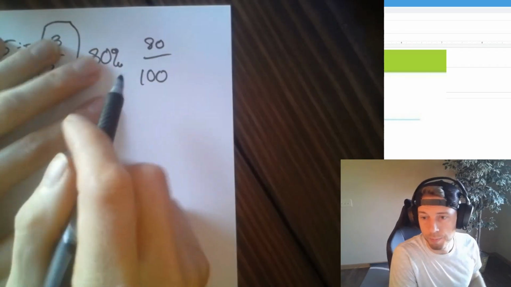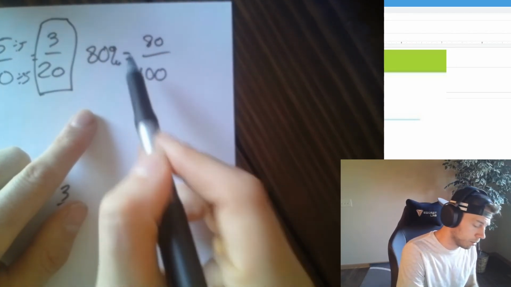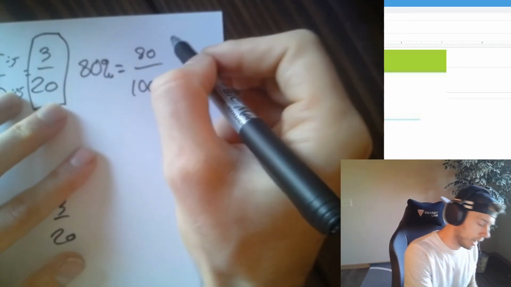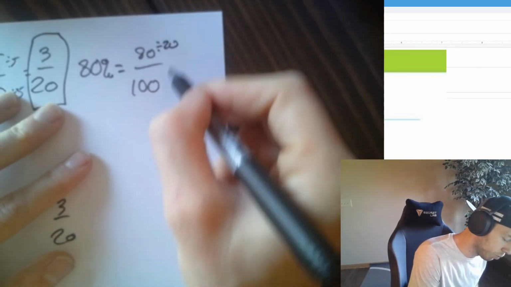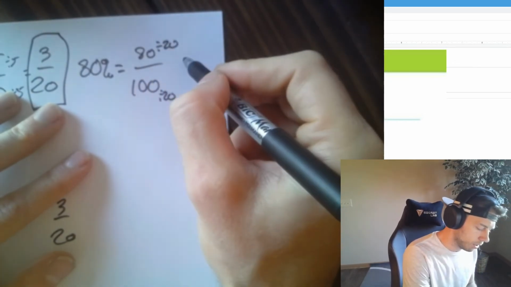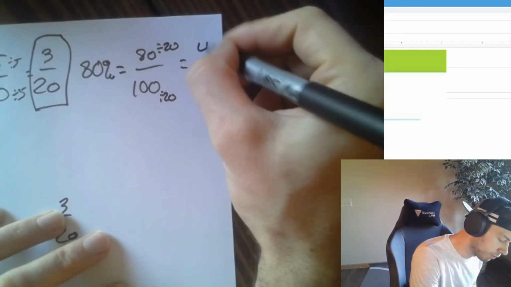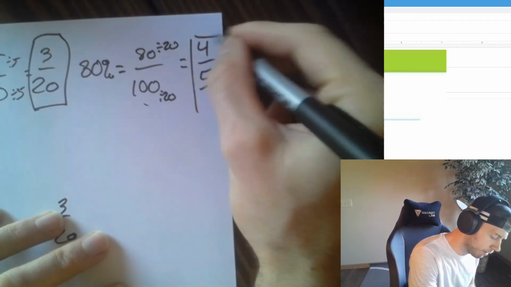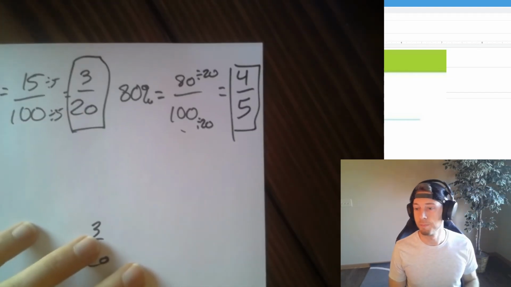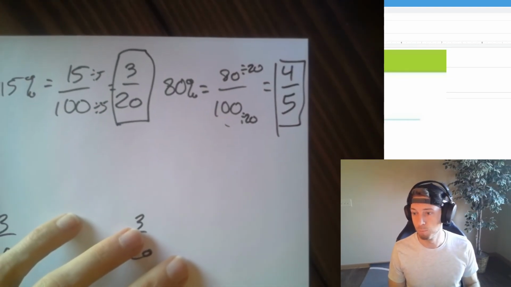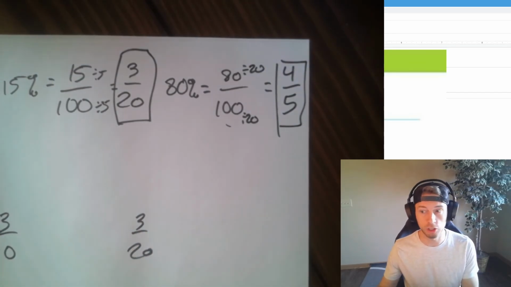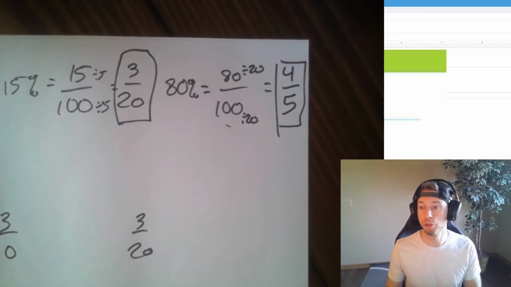The next one, 80% was equal to 80 over 100. I know that these can be divided by 20. Maybe you didn't divide them just like I did, but you should eventually get to the simplest form anyway. 80 divided by 20 is 4. 100 divided by 20 is 5. The fraction 4/5 is 80%. So if you made 4 out of 5 shots when you were playing basketball, you shot 80%.